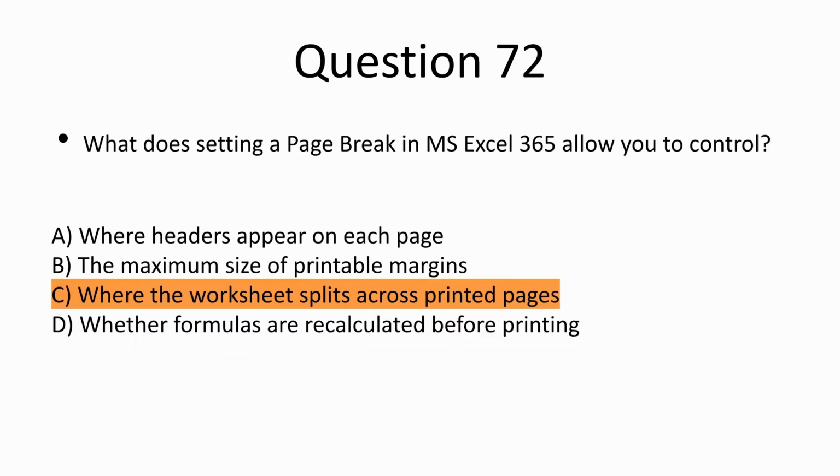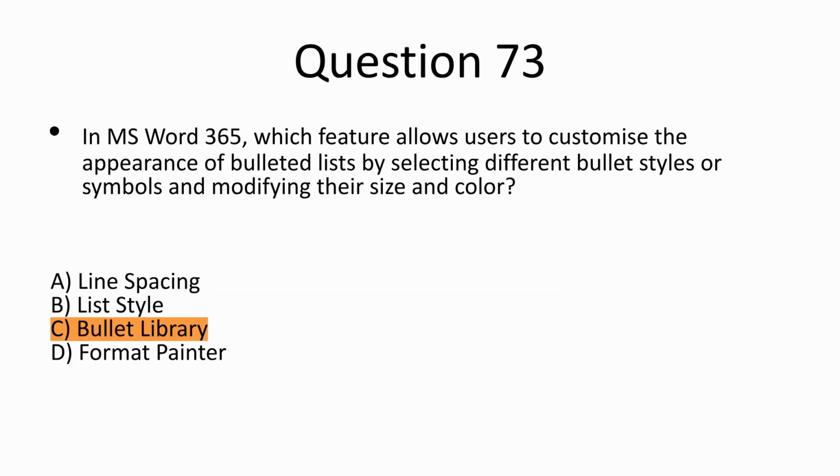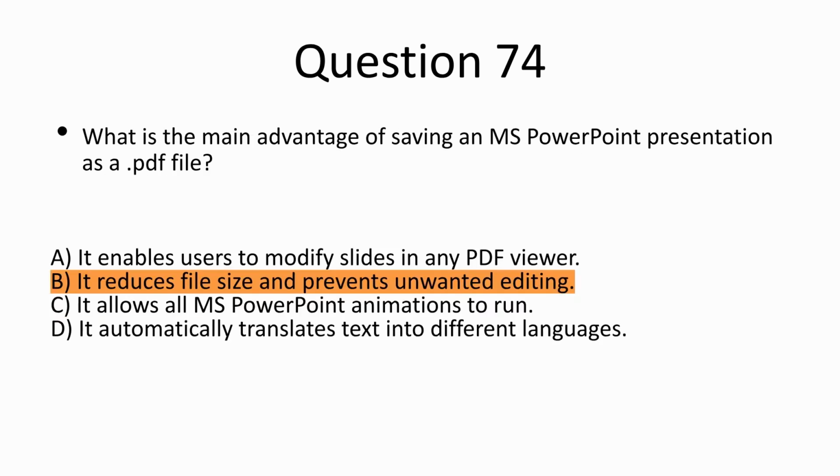Question 72. What does setting a page break in MS Excel 365 allow you to control? It allows control over C, where the worksheet splits across printed pages. Question 73. In MS Word 365, which feature allows users to customize the appearance of bulleted lists? The feature is C. Bullet Library. Question 74 asks for the main advantage of saving an MS PowerPoint video as a .pdf file. The advantage is B. It reduces file size and prevents unwanted editing.